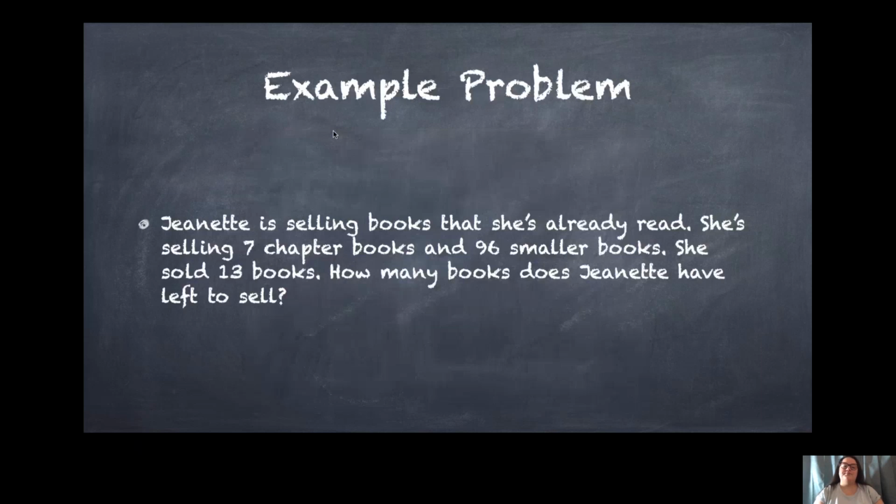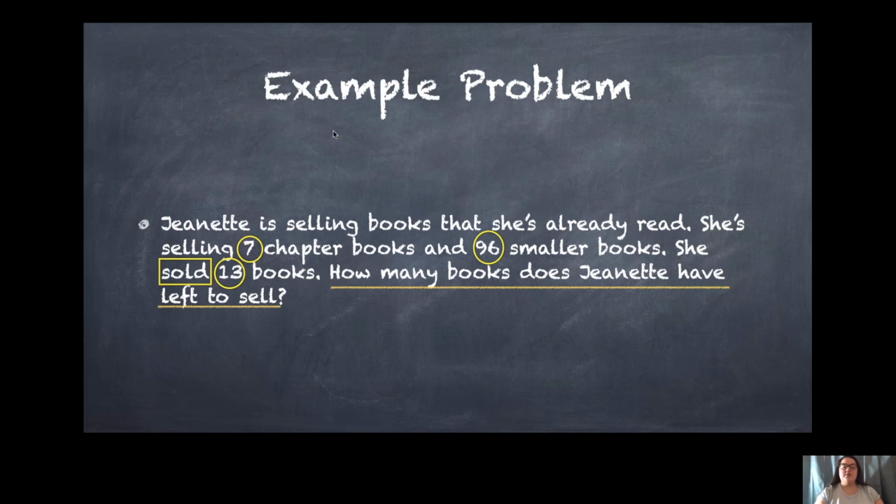An example problem: Jeanette is selling books that she's already read. She's selling 7 chapter books and 96 smaller books. She sold 13 books. How many books does Jeanette have left to sell? I'll say it one more time. Jeanette is selling books that she's already read. She's selling 7 chapter books and 96 smaller books. She sold 13 books. How many books does Jeanette have left to sell?